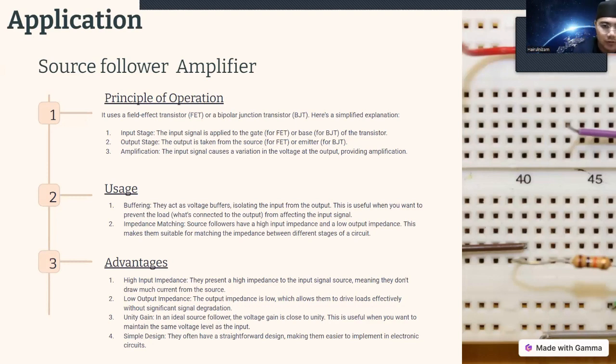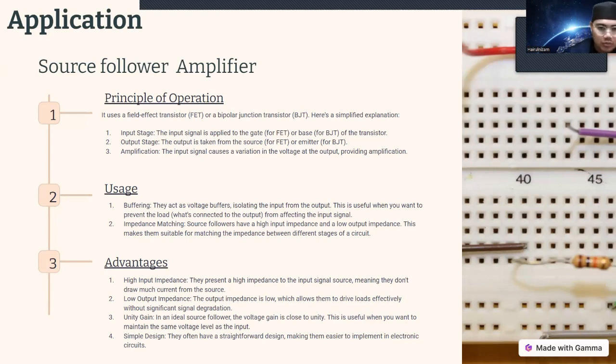The first one is the input stage. The input signal is applied to the gate of the FET or the base of the BJT. Then the output stage: the output is taken from the source of the FET or the emitter of the BJT. Then the amplification occurs when the input signal causes a variation in the voltage at the output, providing the amplification.